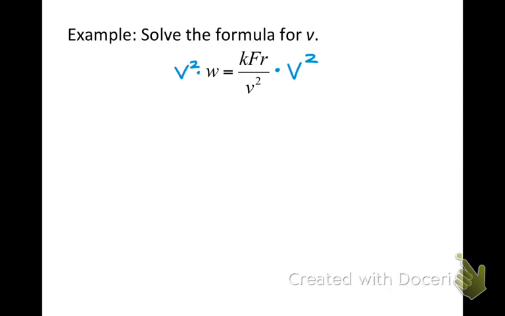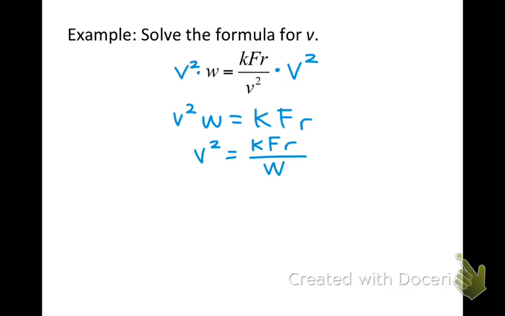Yes. Multiply by the whole thing. So then I get V squared W equals KFR. Next move. Divide by W. So then we get V squared equals KFR over W. Square root both sides. Now the only tricky part is we're going to have to, one, remember our plus and minus. And we're going to have to rationalize that.